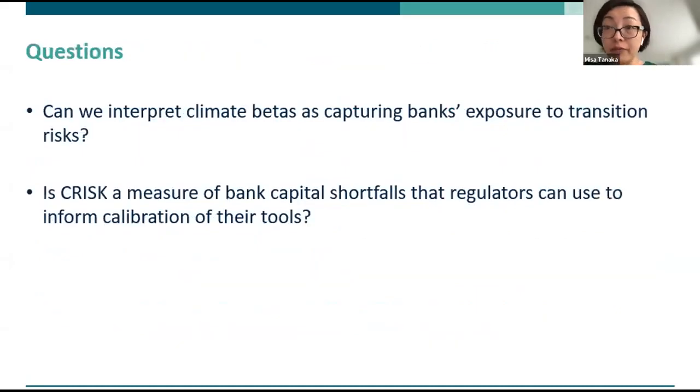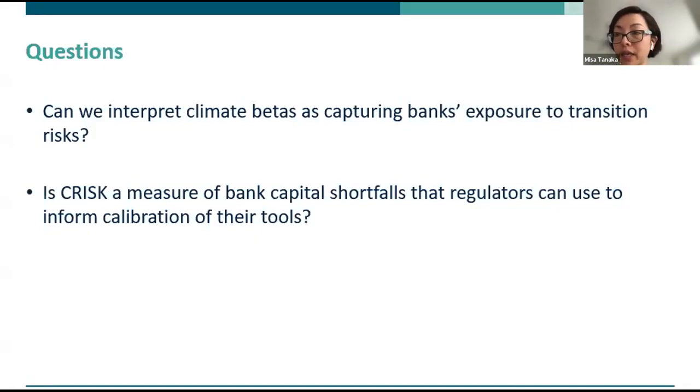So once again, I have very high-level questions on this. And one question is, can we interpret climate betas as capturing banks' exposure to transition risks? And Professor Engle has just shown a chart which shows some correlation between climate betas and banks' exposures to oil and gas sectors. But the correlation is not very strong. And also, I think it's very possible that two separate shocks hitting both the banking sector and fossil fuel sectors can give rise to these climate betas.